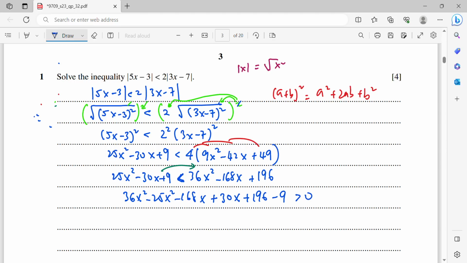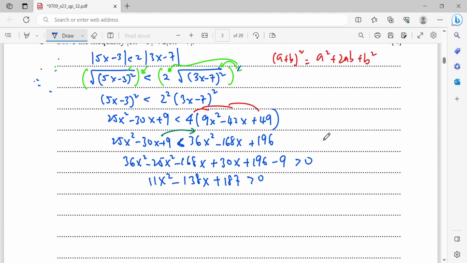So now when we simplify this, 36x squared minus 25x squared becomes 11x squared. Then minus 168x plus 30x will be minus 138x. 196 minus 9 will be plus 187. It's greater than 0. So this quadratic inequality can be factorized into two linear factors. The first linear factor is x minus 11. The second linear factor will be 11x minus 17. Then it's greater than 0.